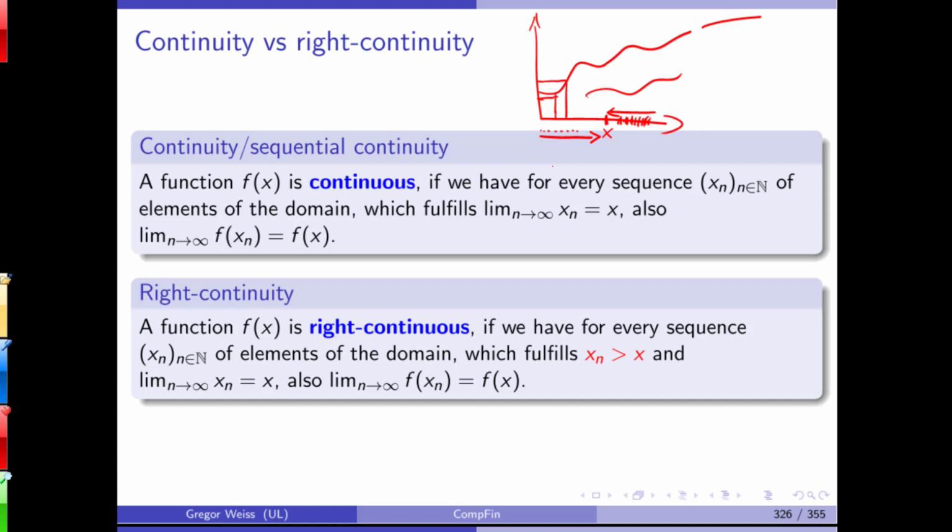If you have a function where xn is larger than x, and all those sequences start at the right and come from the right and go to x, then this function is right continuous. And you can also define left continuous. Why do you need this? It is important for a function that looks like this.